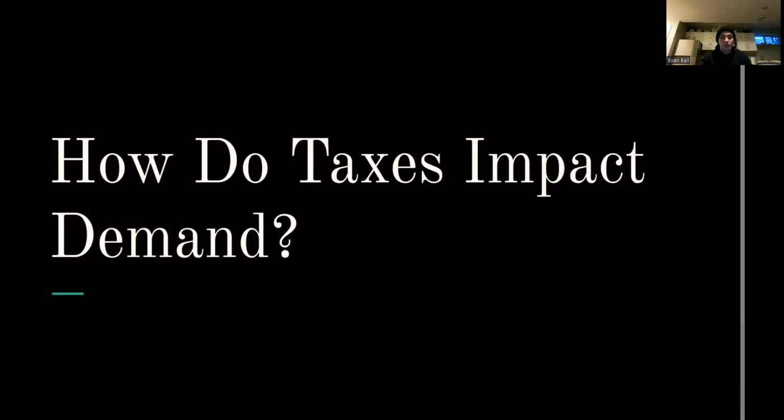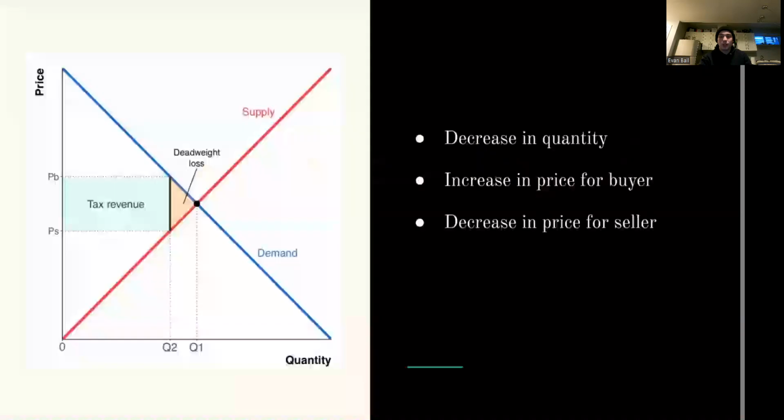When a tax is placed on a good, the price of that good increases for the buyer, which in turn decreases the quantity sold compared to the pre-tax level, also decreasing the price that sellers receive for that good. This decrease in quantity sold is called deadweight loss.